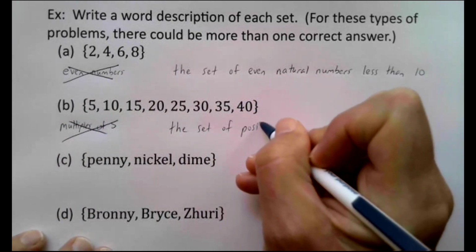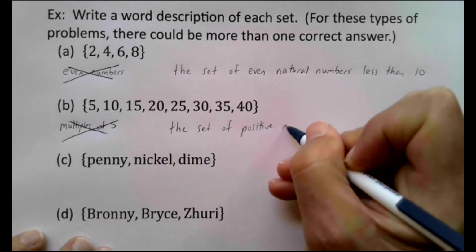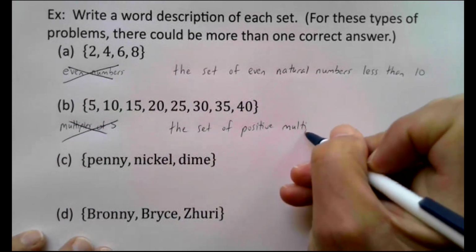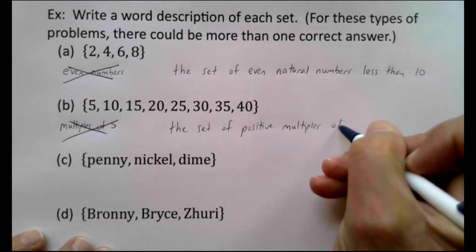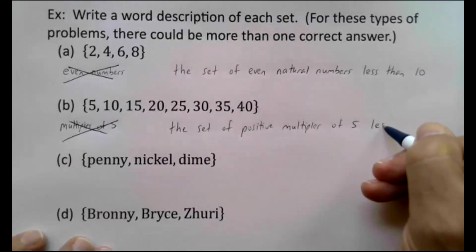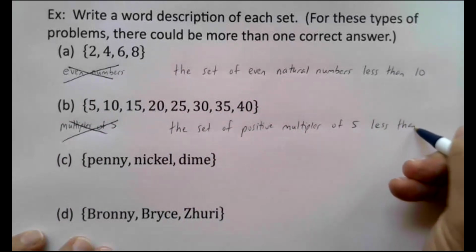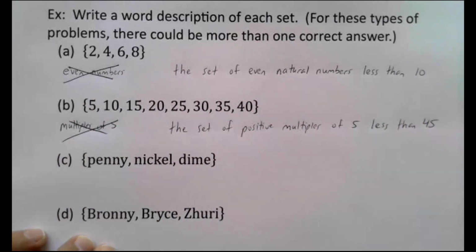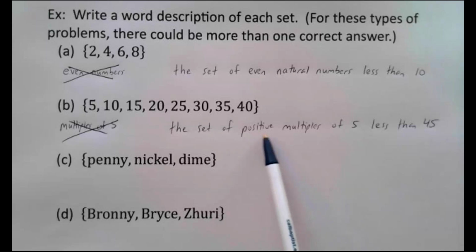What I ended up writing down was the set of positive multiples of 5 less than 40. That's definitely a good answer. Is that the only correct answer? No, we probably could have had some other way to write it. I probably could argue that I don't even need the word positive in there, but it doesn't hurt.